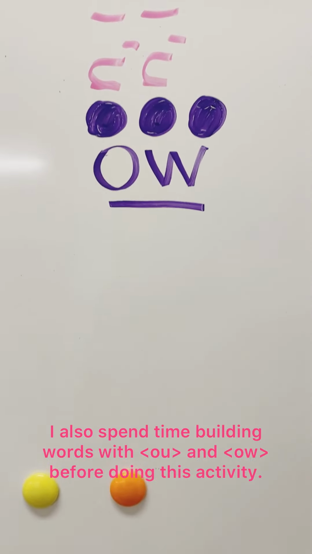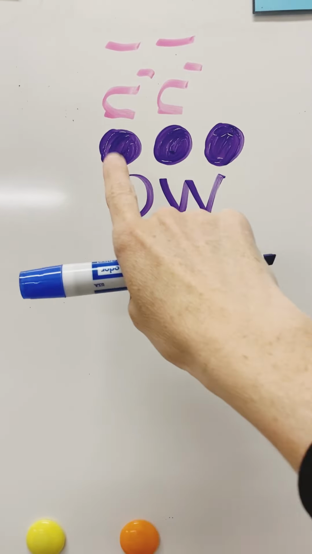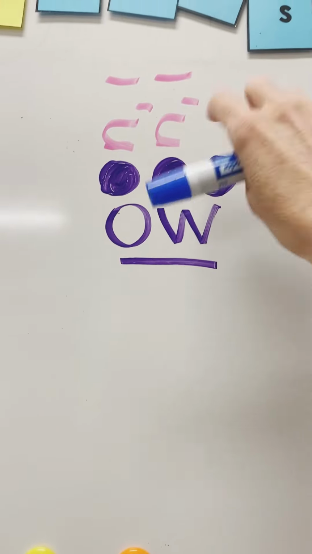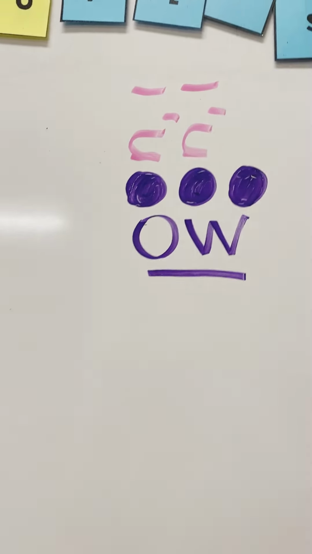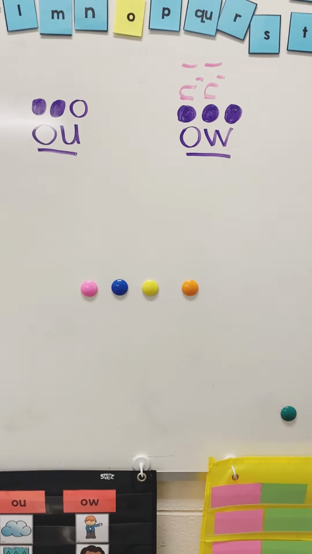OW can represent the ow sound at the end, and it can also be at the beginning or middle if there's a single N or a single L right after it. Now that's a mouthful, but that's why we practice it a lot.